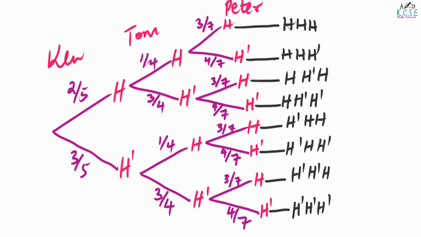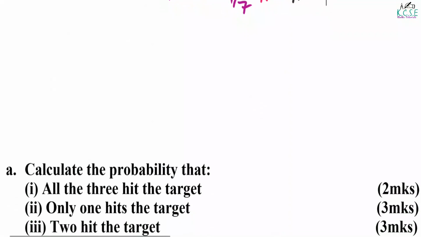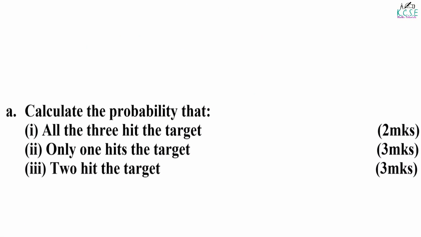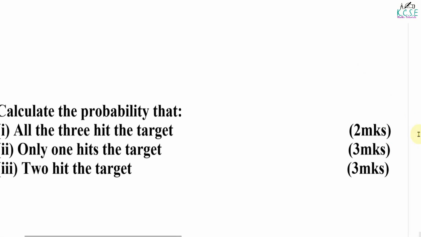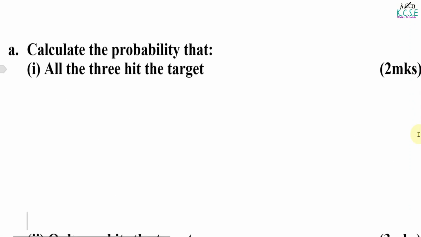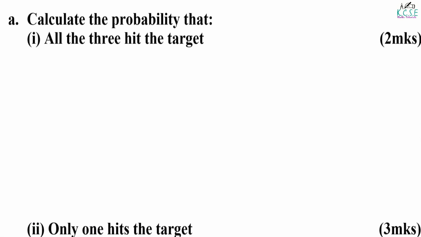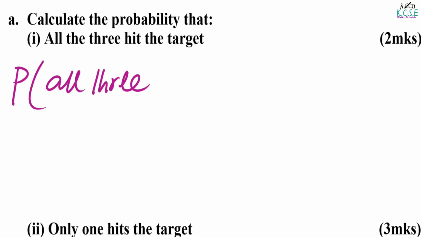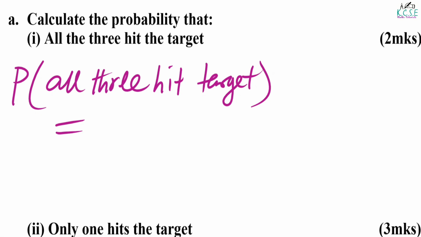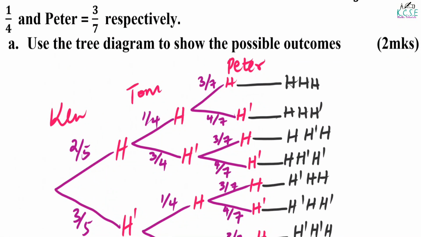So let's continue to the other part of the question. The other part of the question is required to calculate the probability that all the three hit the target. So let's do that. So the probability all the three hit the target, we are going to obtain this from the tree diagram, and this is the branch that you're going to use. This is where all hit. So that is the probability of all the three hitting the target.